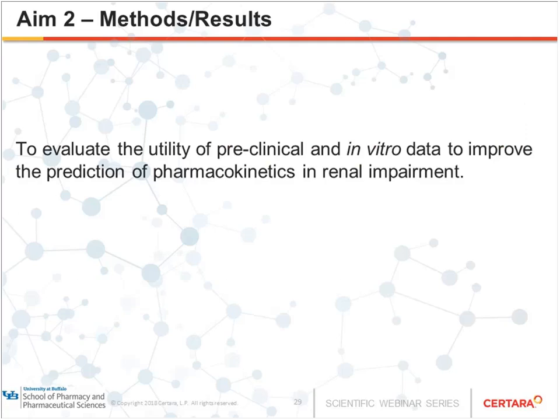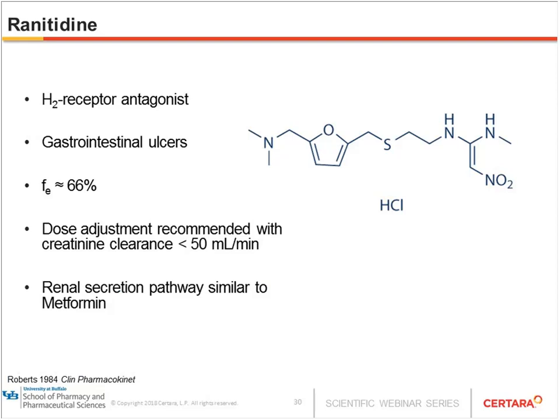So we'll move on to aim 2. Aim 2 was to evaluate the utility of preclinical and in vitro data to improve the prediction of pharmacokinetics in renal impairment. So as we move into aim 2, we wanted to add another model substrate, and we selected this compound through a similar process as metformin.